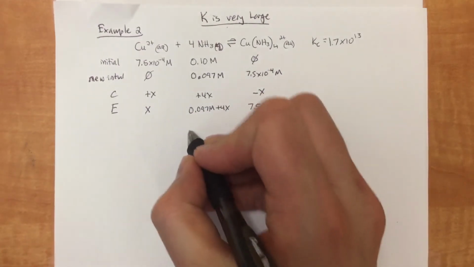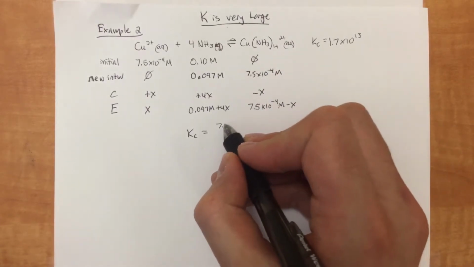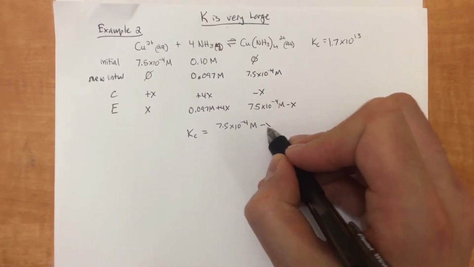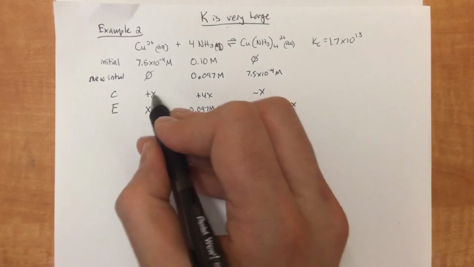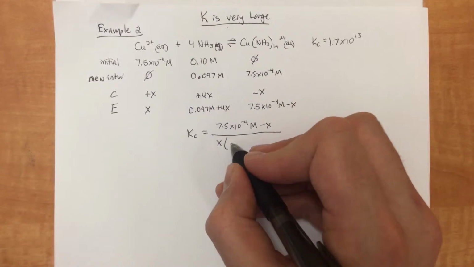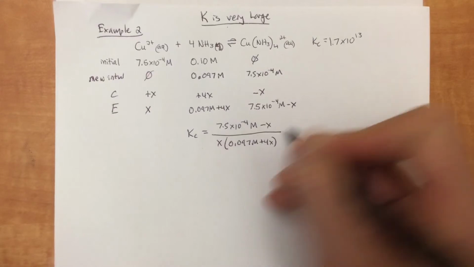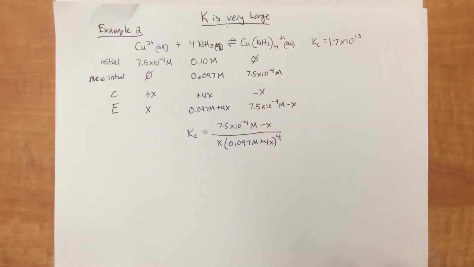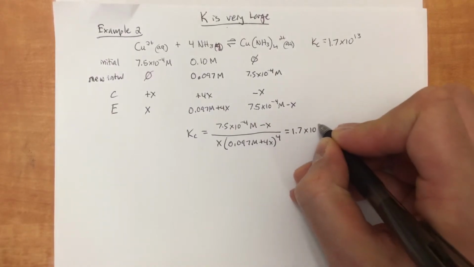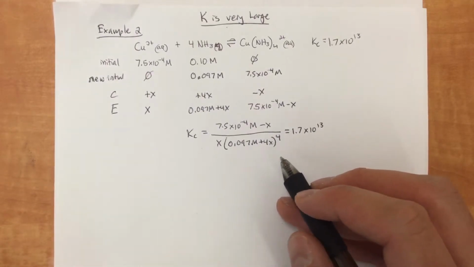Putting this into the equilibrium expression, Kc equals our products, 7.5 times 10 to the minus 4 molar minus x, all over copper times the amount of ammonia we'll have, 0.097 molar plus 4x, to the 4th. Solving for x in this equation would be incredibly difficult. We will have x to the 5th, a crazy large polynomial.